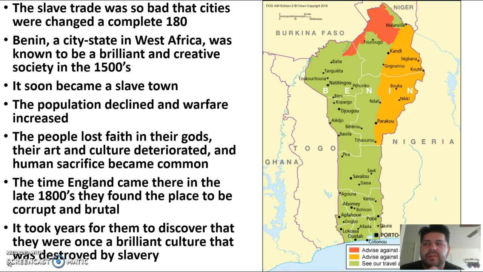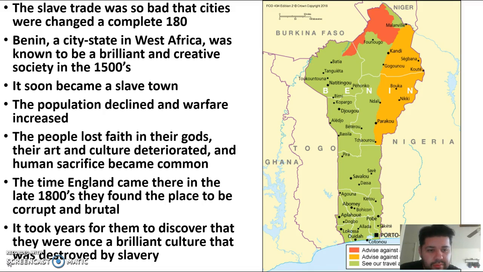Here is another thing that's not really talked about all too much. It's the area where the slave ships would come in. They were basically slave ports. A lot of these places went really bad as time went on. As you can see on the screen, the slave trade was so bad that cities changed almost a complete 180.